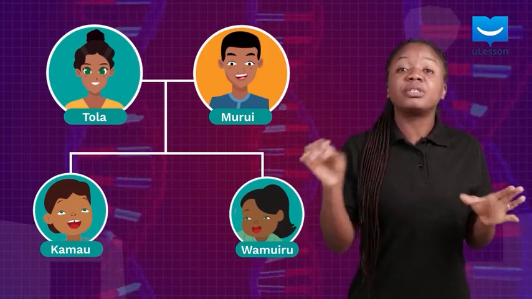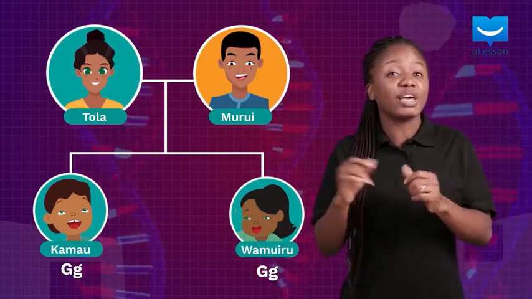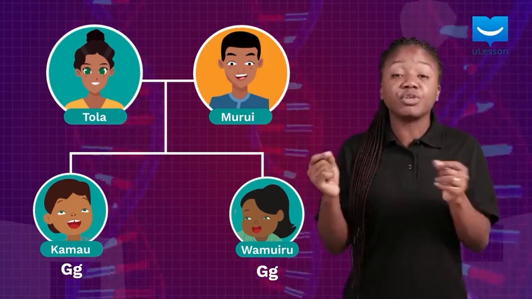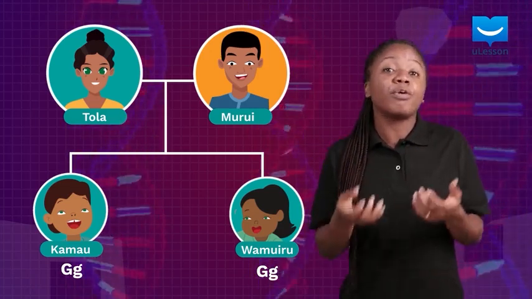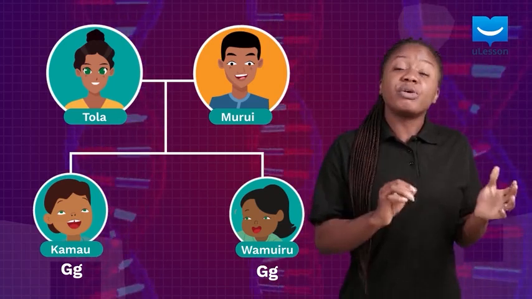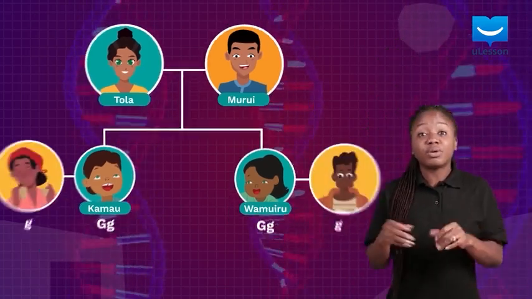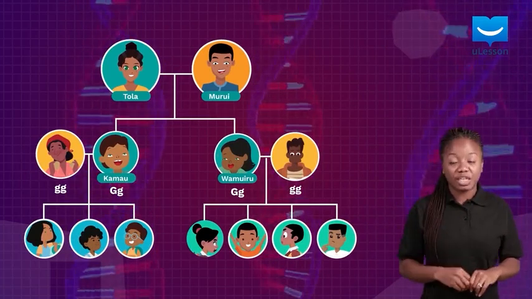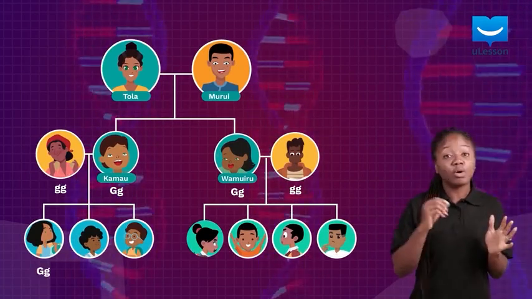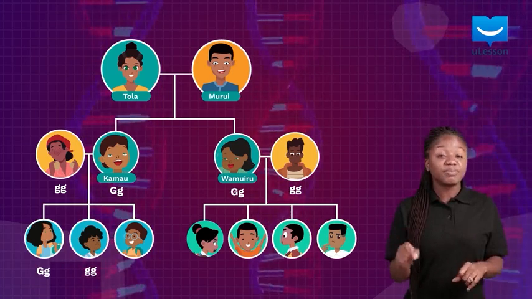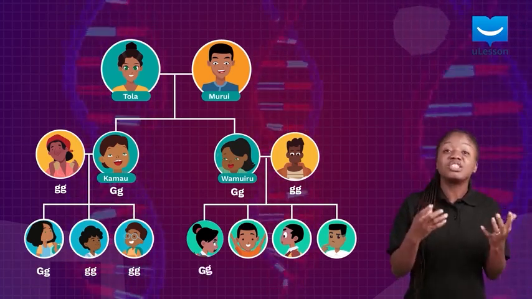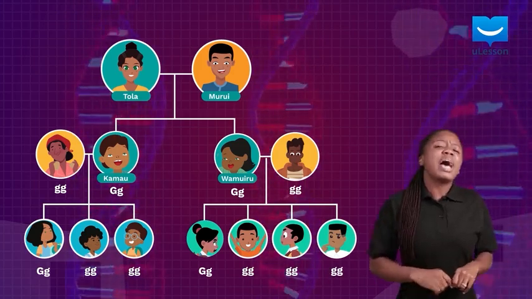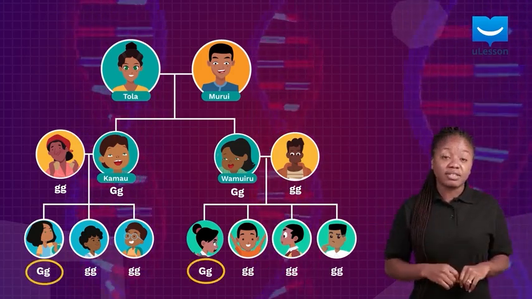They both have capital G, small g genotypes for eye color. We use capital G to denote the dominant gene for green eyes and small g for brown eyes. Wamiru and Kamal marry people with brown eyes and have children. Their 7 children have the following genotypes: capital G, small g, small g, small g, small g, small g, capital G, small g, and the rest small g, small g. We have 2 out of 7 with green eyes.